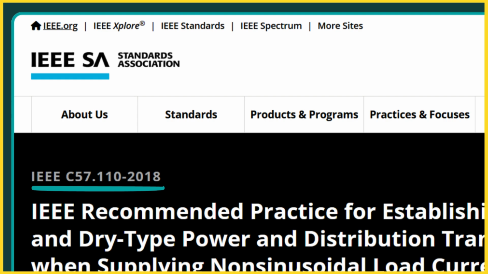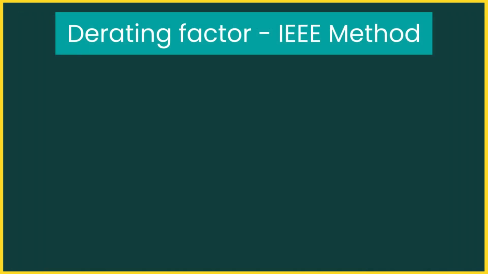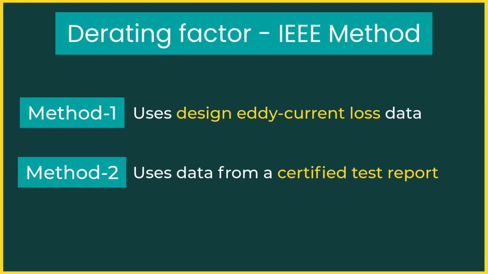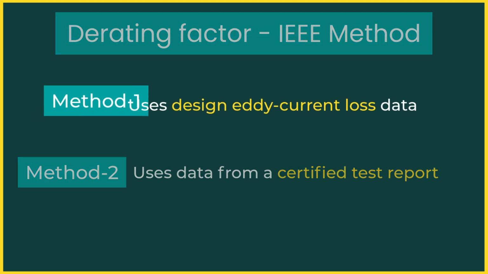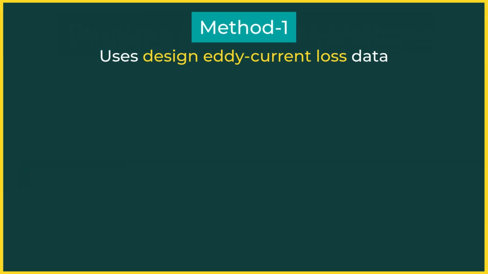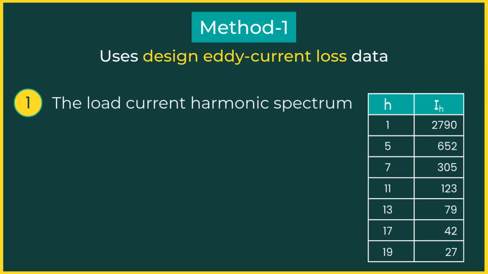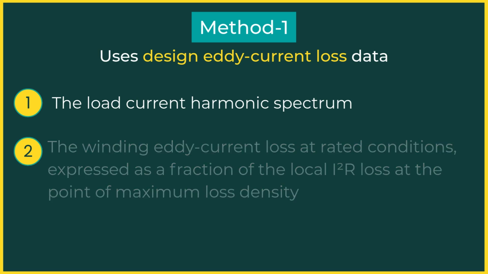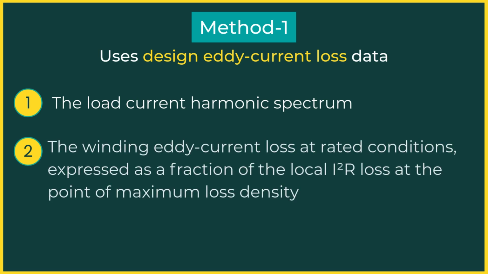IEEE 57.110 provides two methods to calculate a safe derating factor. Method 1 uses design eddy current loss data. Method 2 uses data from a certified test report. In this video, we will focus on Method 1. To apply Method 1, you need two inputs. First, the load current harmonic spectrum. This tells us how much current flows at each harmonic order. Second, the winding eddy current loss at rated conditions, expressed as a fraction of the local I²R loss at the point of maximum loss density. This value is provided by the transformer manufacturer.